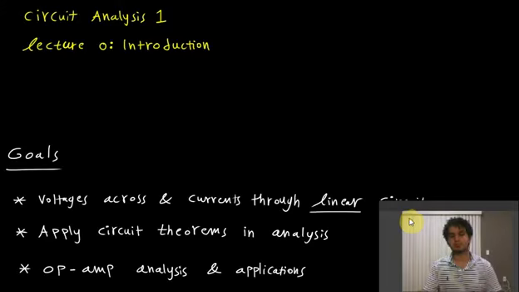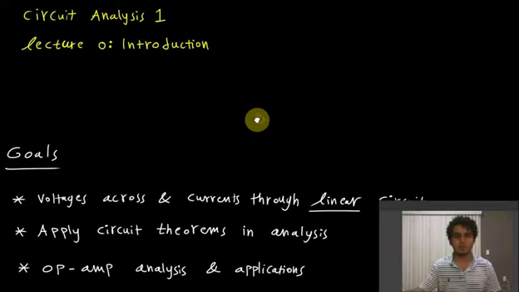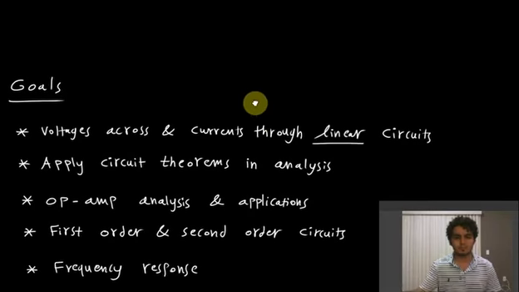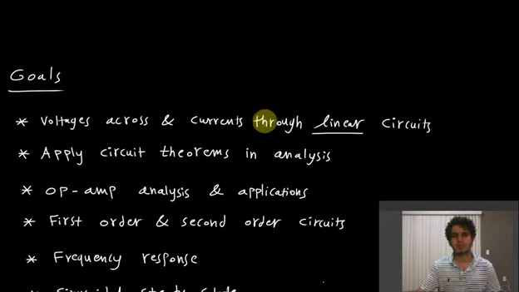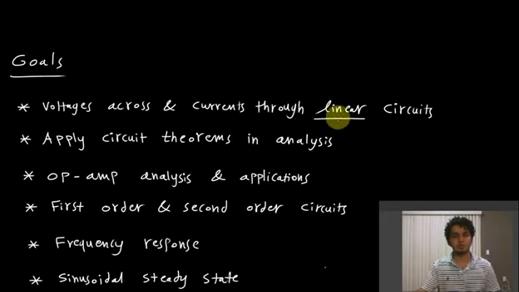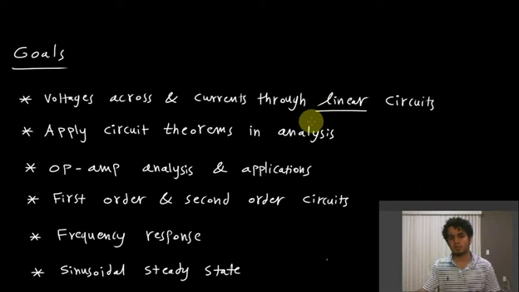But in this lecture series, we're going to include what is listed here under goals, which I'm going to show you in a second. So we're going to be talking about voltages across and currents through linear circuits. And again, we're going to be talking about what exactly constitutes a linear circuit. But for now, these involve circuits containing resistors, inductors, capacitors.